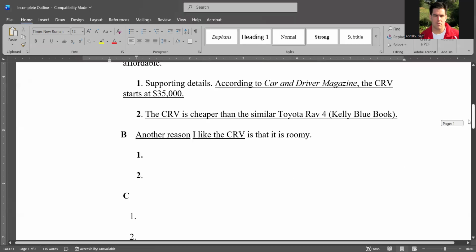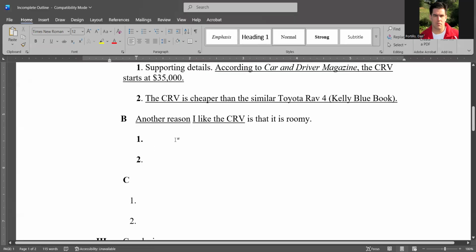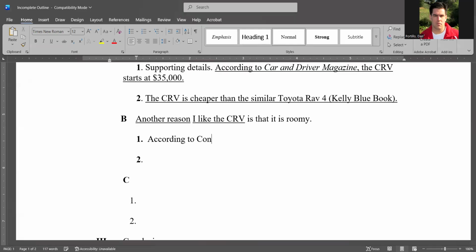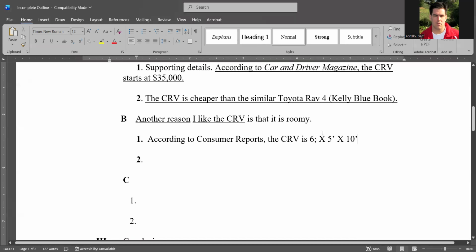And so once again, you want to use concrete supporting details on why you recommend this, in this case, the car for being roomy. And so I might want to use dimensions. I could say, and now again, this is something I'm just completely making up. I have no idea if this is right. I'm sure it's wrong. I could say something like this, according to Consumer Reports, the CRV is, I don't know, let's just say 6 feet by 5 feet by, let's say, 10 feet. Oops, a little typo there.